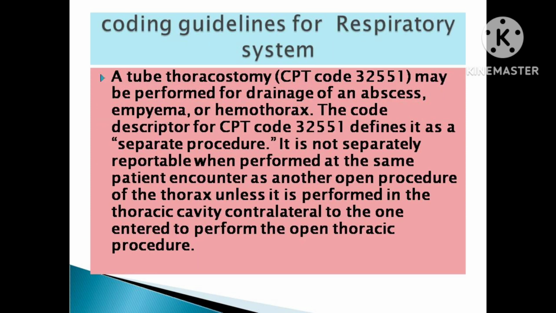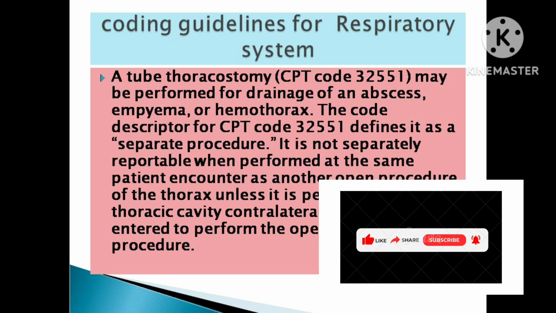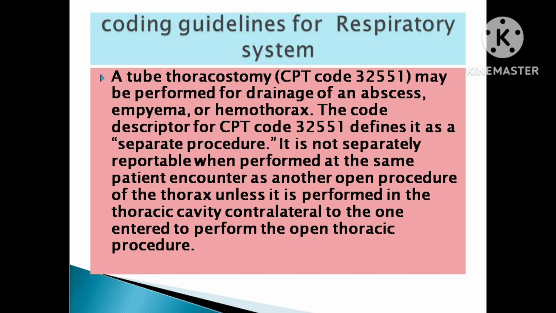Okay. Then the next point is tube thoracostomy, CPT code 32551. It may be performed for drainage of an abscess, empyema or pneumothorax. For this reason, the doctor may do a tube thoracostomy procedure. This code is described in the CPT definition as a separate procedure. So as per the coding guidelines, a separate procedure we cannot bill with the main procedure. So if it is ipsilateral, we cannot bill it.